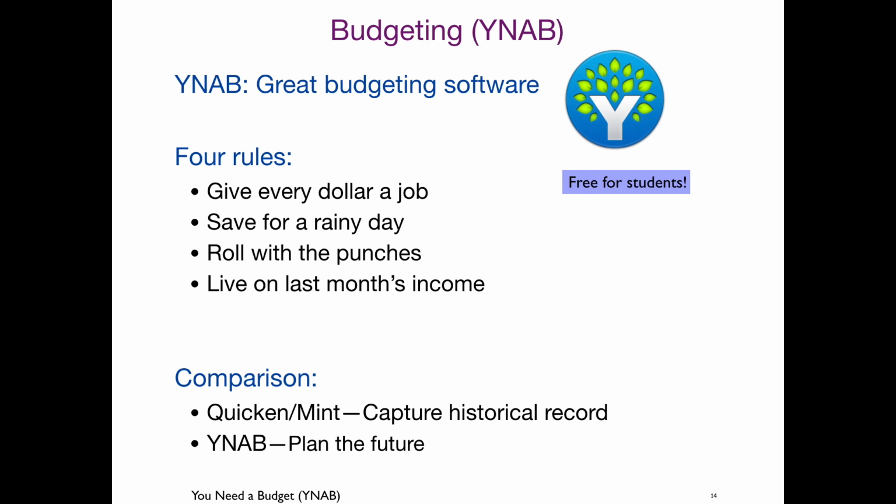And YNAB is ideally suited for planning what you can do. They have 4 basic rules. I'm not going to talk about them right now, but it's free for students. I would try it out. You just need an EDU account to sign up, and you get it for a year for free. So I recommend it. It helps. Planning what you're going to do with your money is really what it is. That's what budgeting is. Budgeting isn't trying to restrict you. It's trying to make you do what you want with your money.